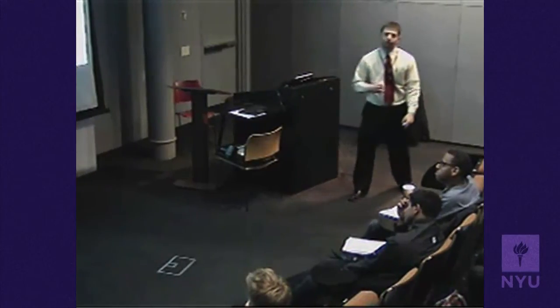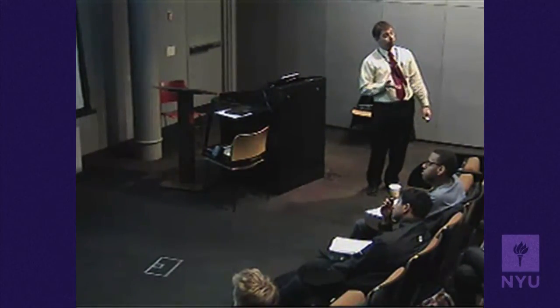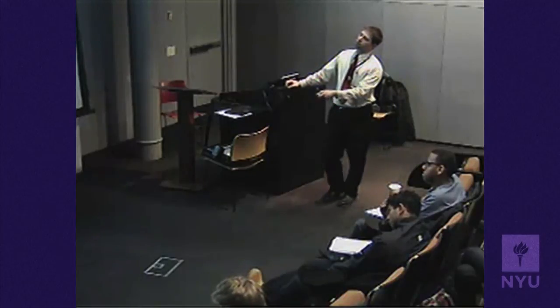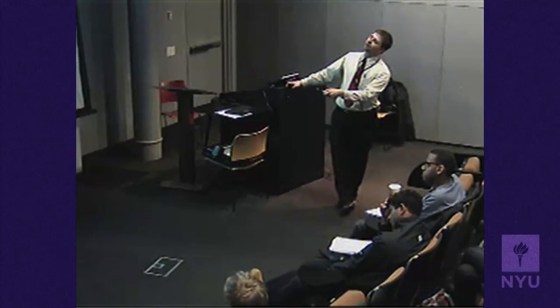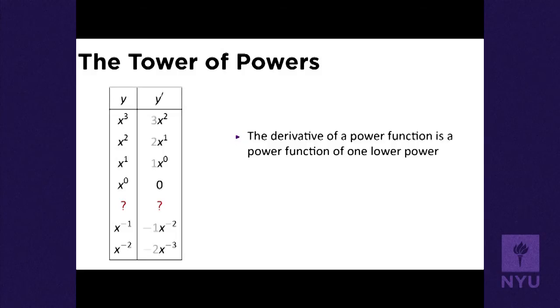It also fits in very nicely with what we were calling the tower of powers. Remember, of course you remember, the derivative of x cubed is x squared. Okay, not exactly, but it's a constant multiple of x squared. The derivative of x squared is x to the 1, times a constant. The derivative of x to the minus 2 is a constant times x to the minus 3, and all of those power functions had power functions as derivatives.